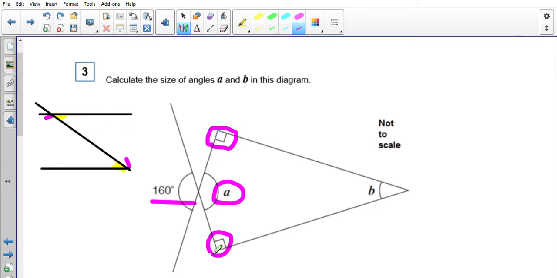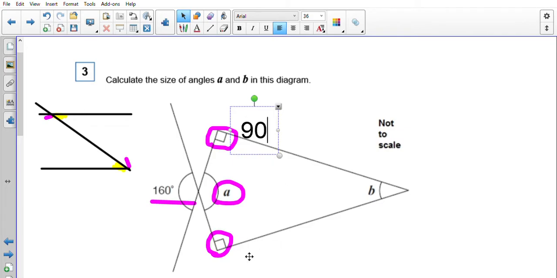Now, I've got some other facts that are given to me here without being really told about them. They're like hidden facts. Both those corners there are right angles. That means that both those corners there are 90 degrees. So I've got a 90, I've got a 90, and I've got 160 for A.